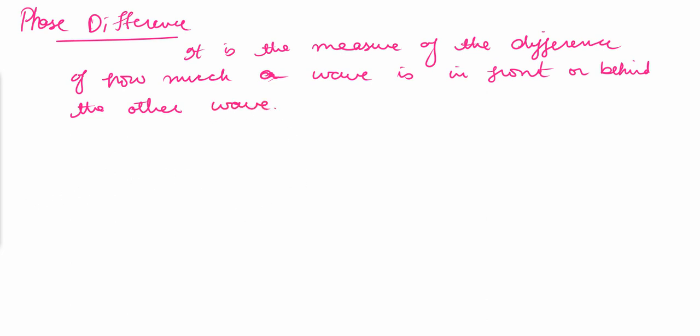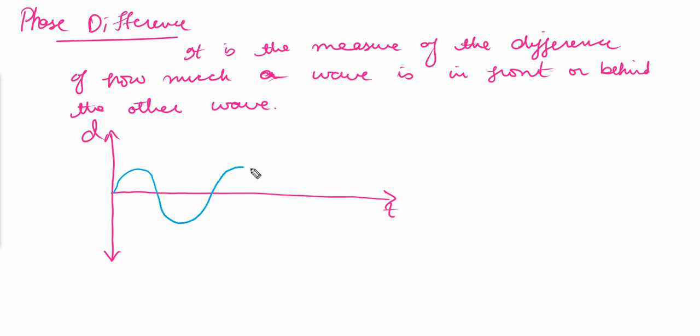So let me just draw two waves over here with zero phase difference. Then I'll draw two waves with a phase difference of a quarter of wavelength, then waves with a phase difference of half of the wavelength, and waves with a phase difference of a full wavelength. So this is my y-axis, this is displacement, and in the x-axis we have the time. So let me just draw the first wave. So here I have the first wave.